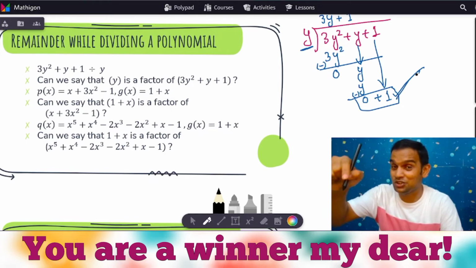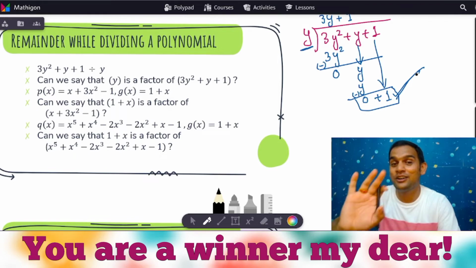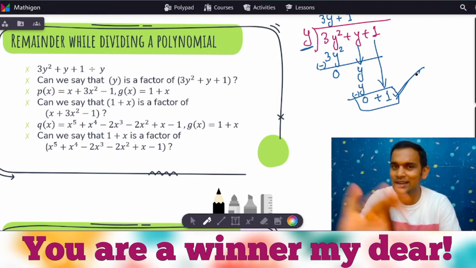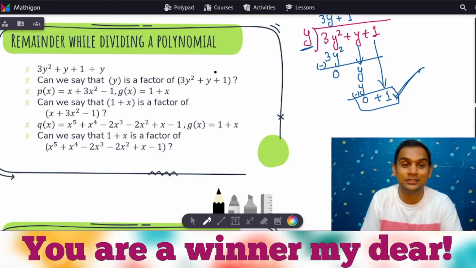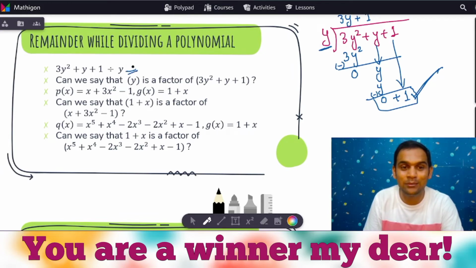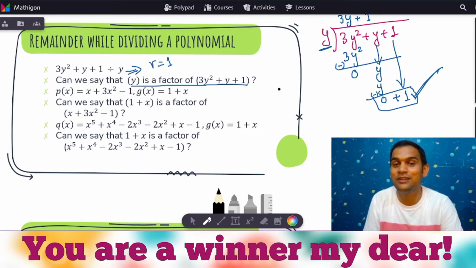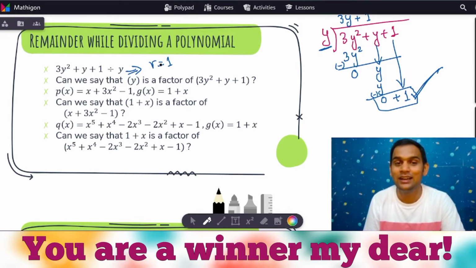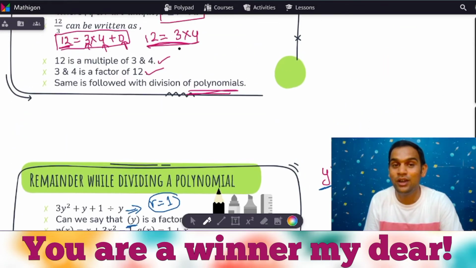Now this particular observation will give us the division algorithm, especially for polynomials or algebraic expressions. I will explain that in a little while, but before that let's focus here. We got a remainder 1 over here. Can we say that y is a factor of 3y square plus y plus 1? Absolutely not.